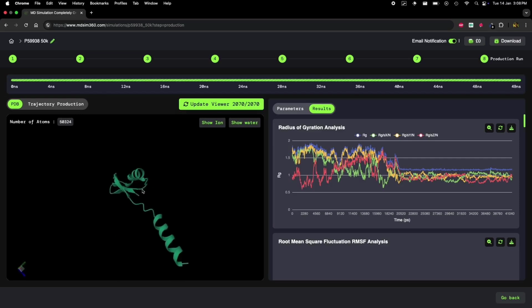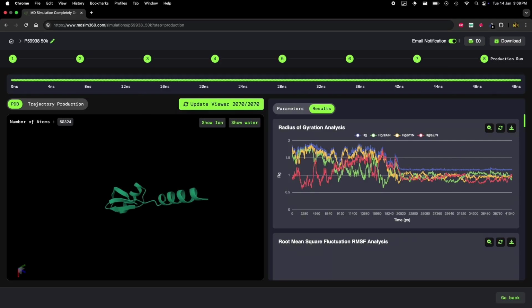One of the major advantages of MD-Sim 360 is real-time monitoring. Let's say you're running a long simulation, 200 or even 500 nanoseconds, and you notice the radius of gyration increasing rapidly. That could be an early warning sign. With live analysis, you can pause or stop the simulation, saving valuable computing resources and time. This makes MD-Sim 360 incredibly efficient, allowing researchers to make quick, informed decisions.